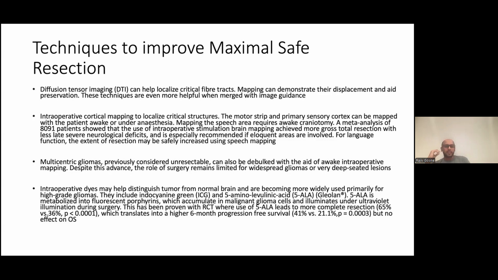Multicentric gliomas, previously considered unresectable, can also be debulked with the aid of awake intraoperative mapping. Despite this advance, the role of surgery still remains limited for widespread gliomas or very deep-seated lesions.